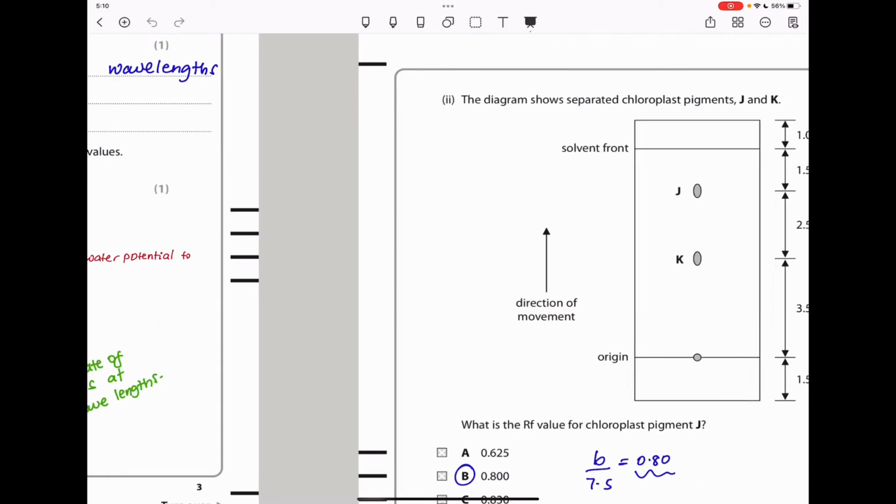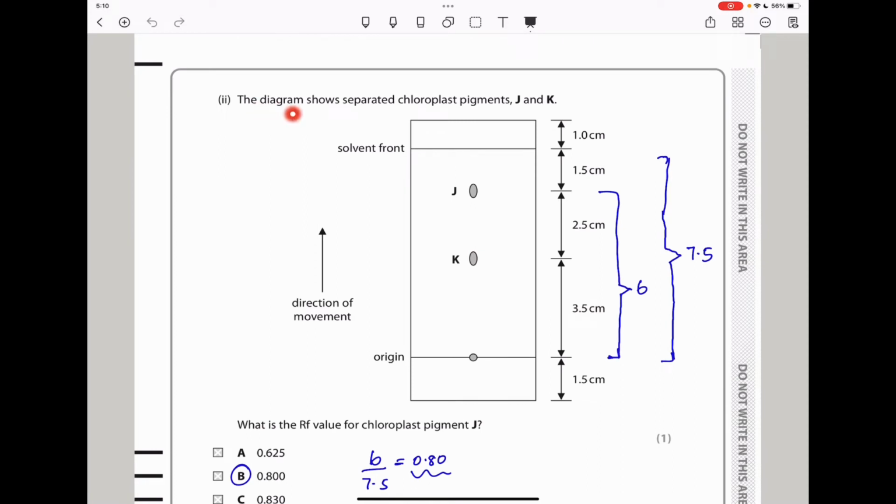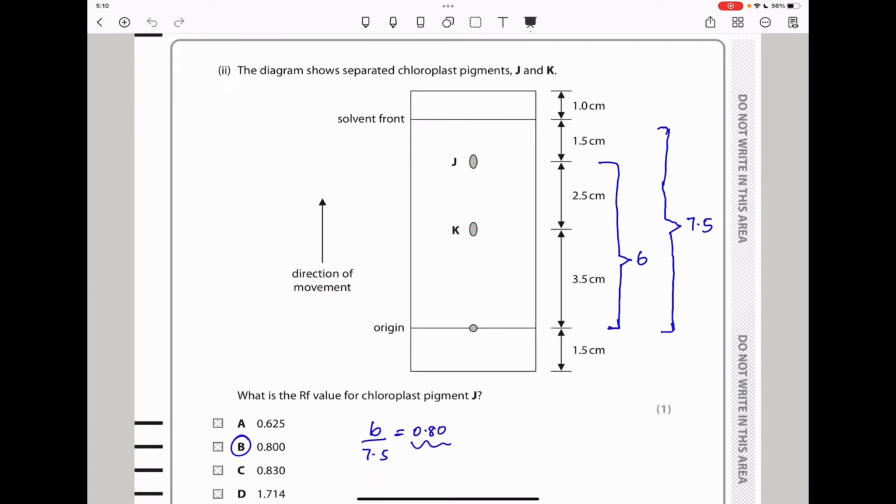Let's move on. The diagram shows separated chloroplast pigments J and K. We can see there is the solvent front here. There is the baseline, what you call the origin. And then we can see there is a direction of movement. So we have K and J. They ask what is the RF value of chloroplast pigment J.